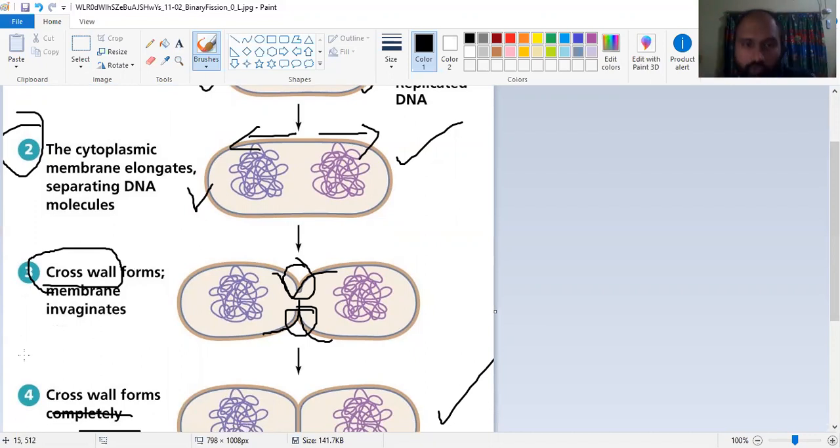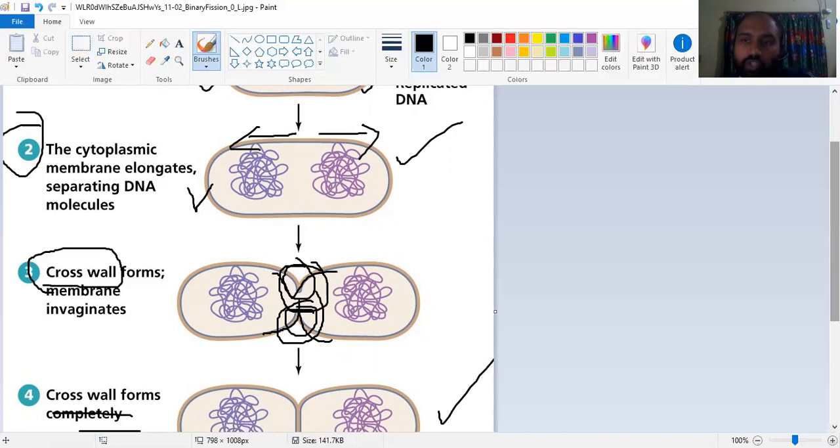What do you mean by cross walls? See the structures here, I already marked cross walls. Now these cross walls are nothing but the beginning of the detachment of the cells. Okay, so cross wall forms. So number one, first step, what happens? Nuclear division happens. Number two, what happens? Cell elongates. Number three, what happens? The cross wall forms.